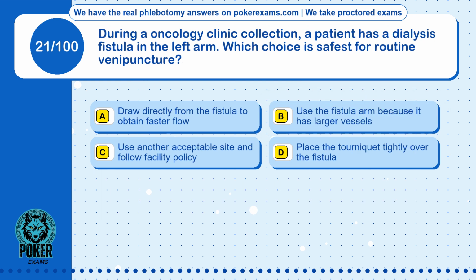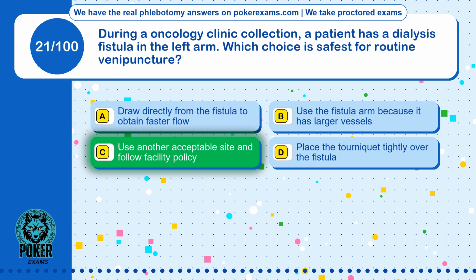Question 21. During an oncology clinic collection, a patient has a dialysis fistula in the left arm. Which choice is safest for routine venipuncture? Option A, draw directly from the fistula to obtain faster flow. Option B, use the fistula arm because it has larger vessels. Option C, use another acceptable site and follow facility policy. Option D, place the tourniquet tightly over the fistula. The correct answer is option C.